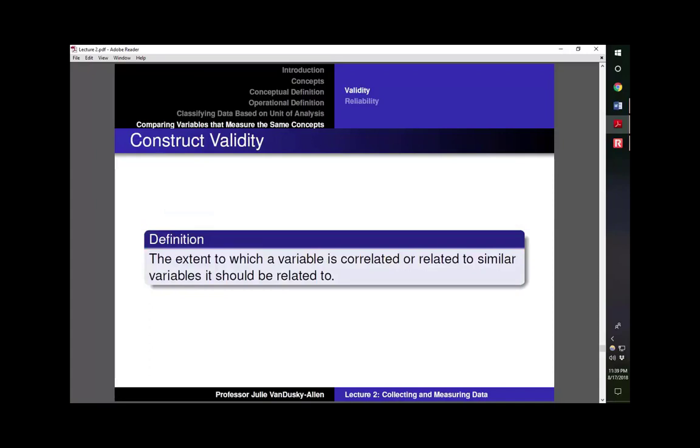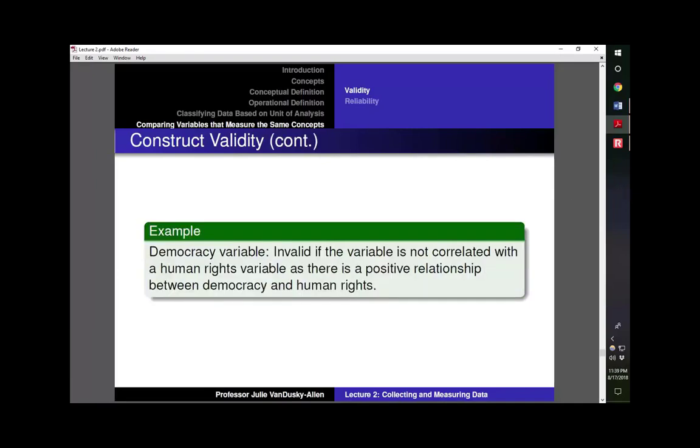Next, there is also construct validity. The construct validity test helps us determine if a variable is a valid measure of a concept. In a construct validity test, we determine whether our variable is correlated or related to similar variables it should be related to. We could compare our democracy variable to a human rights variable. As we know, democracies are more likely to have good human rights practices than non-democracies are. If we compared our democracy variable to a human rights variable but discovered that the two variables were not correlated, our democracy variable would fail the construct validity test.